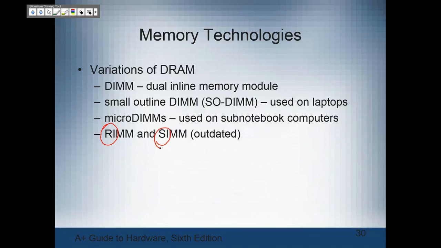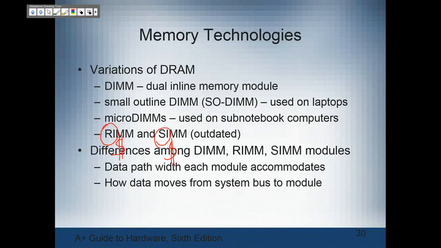RIMM memory is also very expensive. All of these things are very expensive now because they're old. It's kind of like trying to buy a part for an old car. If there's only one of them in the world, then somebody can charge whatever they want for it.